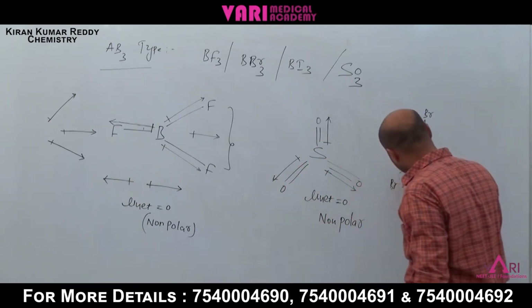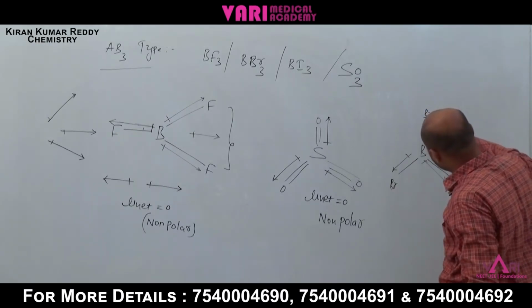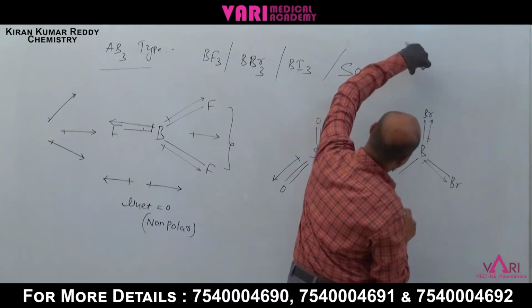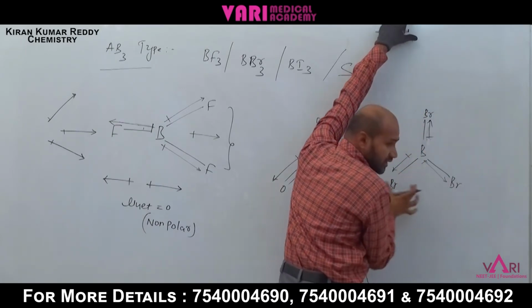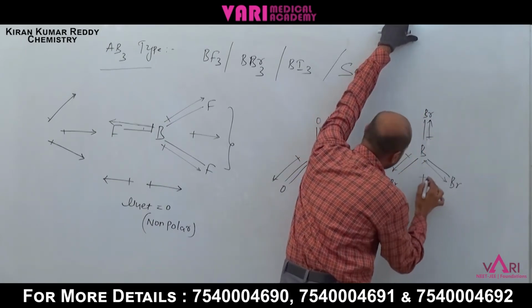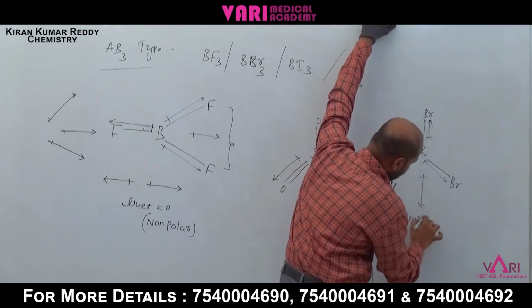Now here, boron to bromine, here also boron to bromine. This one is going in one direction, and these two resultants will be like this, one above and opposite each other. Now mu net is equal to 0.